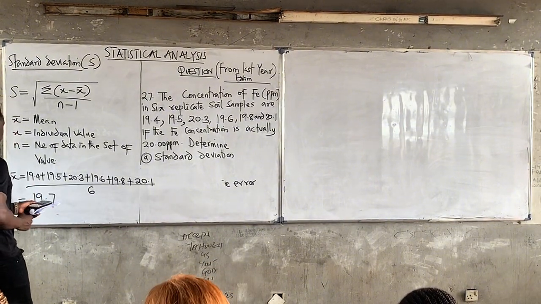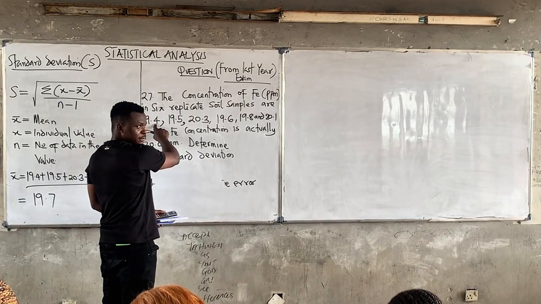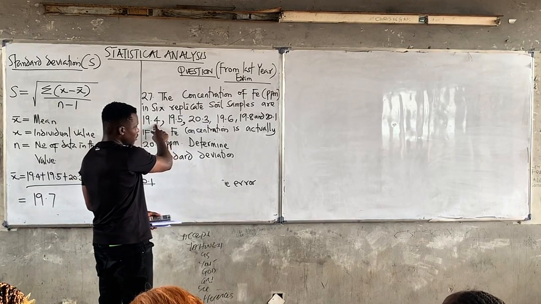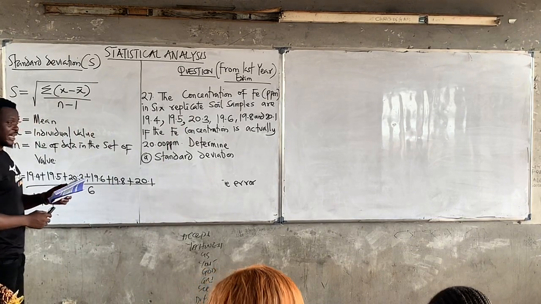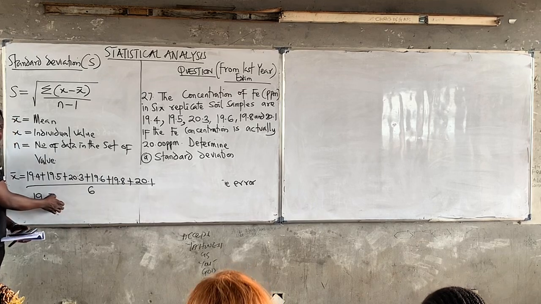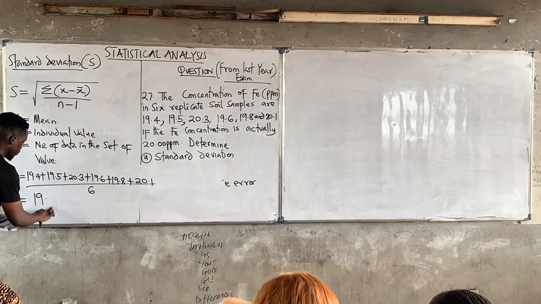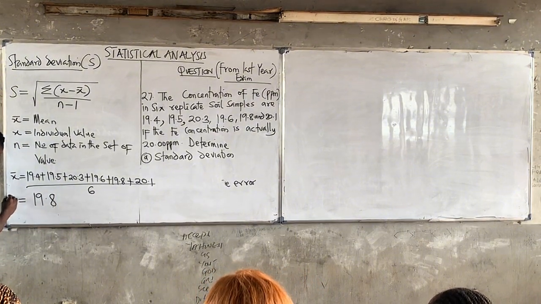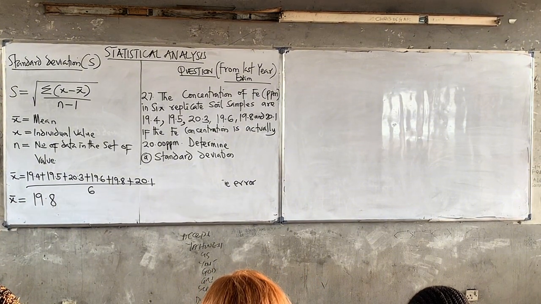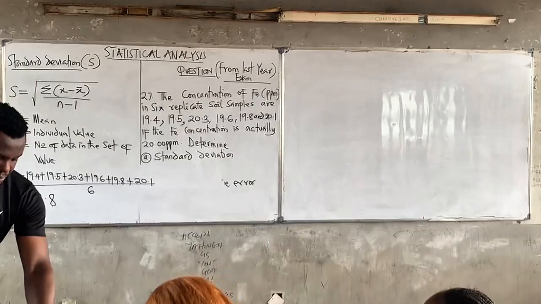19.78. Now look up. It was one decimal place that we have here, right? So let's just maintain the order. So the answer is 19.78, but we need to give one decimal place to correspond with the data, right? So when you approximate, this becomes 19.8. So our mean value is 19.8, right? So we've gotten our mean.